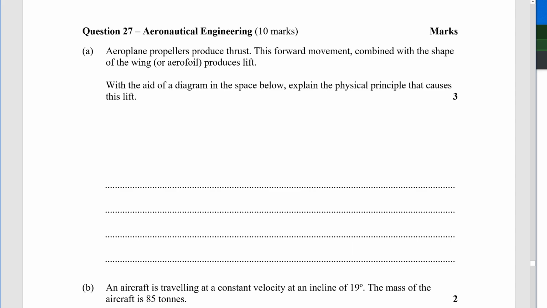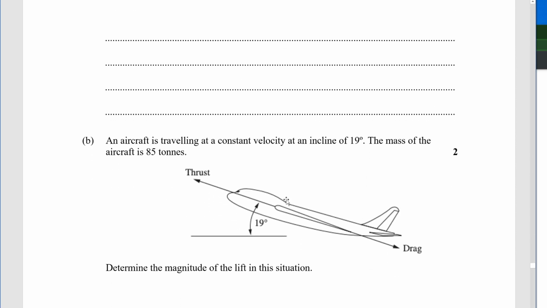Aeroplane propellers produce thrust. This forward movement combined with the shape of the wing, the aerofoil, produces lift. With the aid of the diagram in the space below, explain the physical cause of this lift. Let's just draw, let's say that this is our wing, right? The idea is that air moving over the wing creates an area of low pressure above the wing and high pressure below the wing. This difference in pressure generates lift up, or perpendicular to the direction of the wing, as a matter of fact.